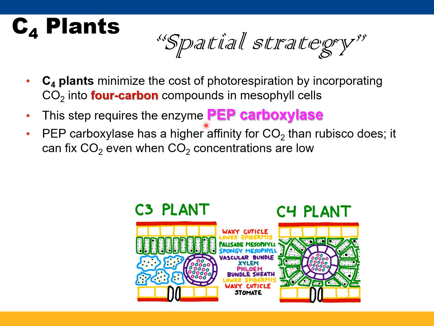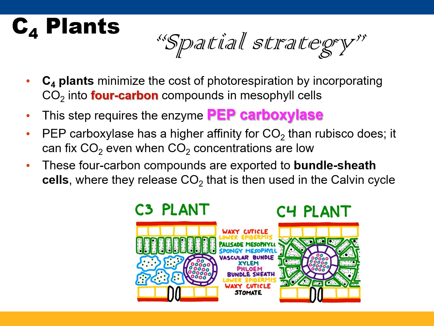PEP carboxylase takes over during periods of photorespiration rather than rubisco. So in a C3 plant, rubisco will participate in photorespiration. In C4, though, PEP carboxylase will take over. It can even fix CO2 when CO2 is low. It's one of the really interesting enzymes.